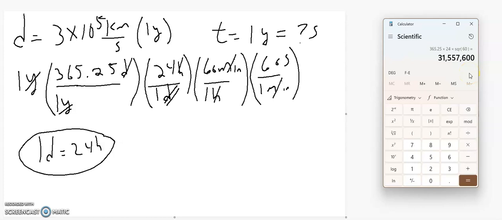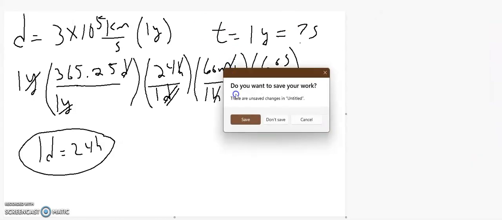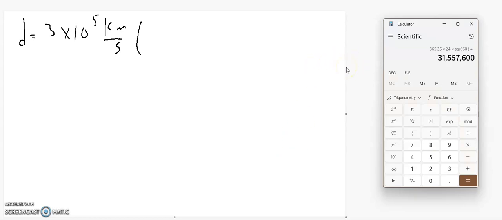Okay, so the time. All right, so here, let me get a little bit of room here. Let's do this. So the distance is going to equal 3 times 10 to the 5th kilometers per second times the number of seconds in a year, which of course, where's my calculator? There it is. So I'm going to put this number right here. So it's going to be 31 million.